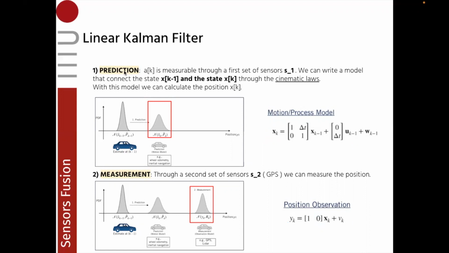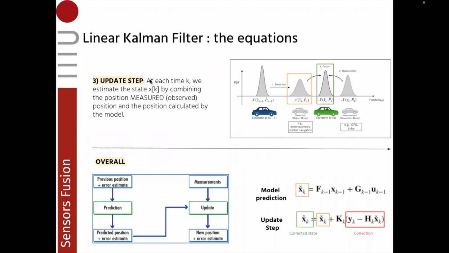And the third step is the update. So we take what our model predicts, we take what our sensors, I mean the GPS, our state observer tell us, and we fuse the two measurements in order to get an updated and corrected position and velocity. So overall, we can see the Kalman filter can be represented as the scheme here below.